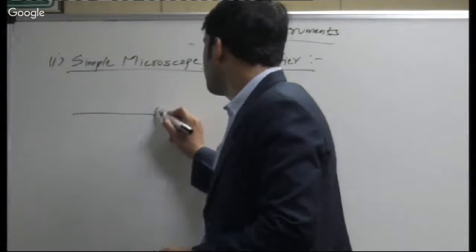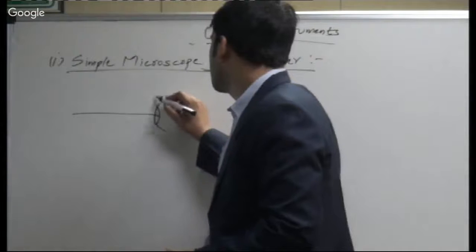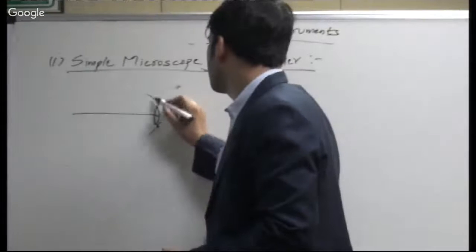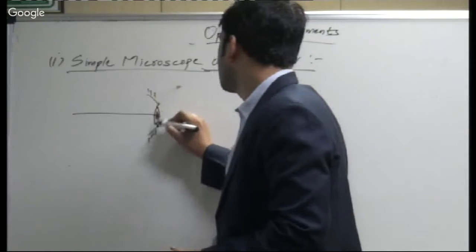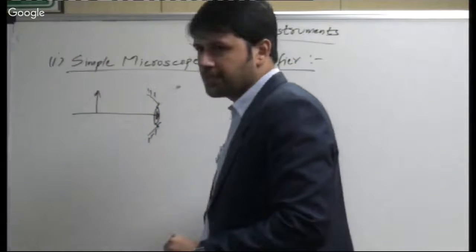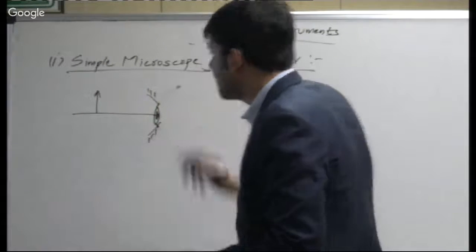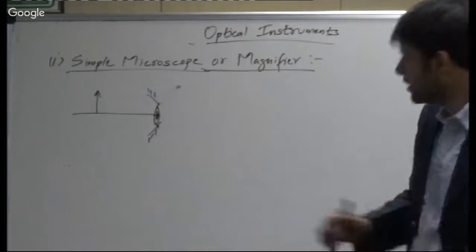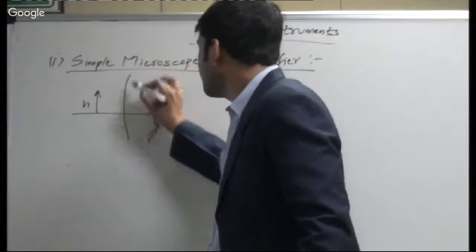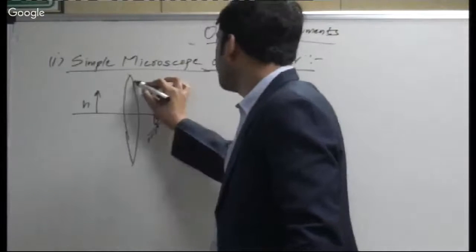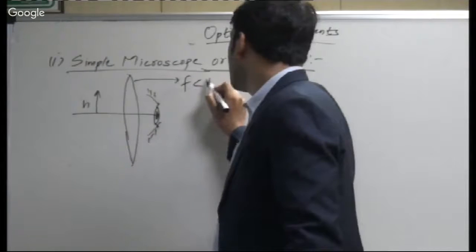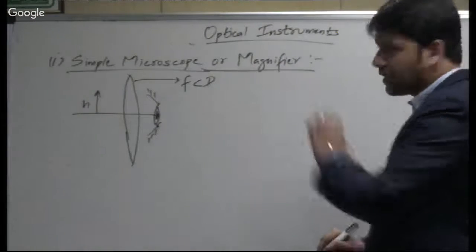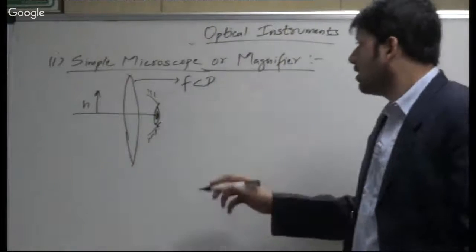Let us say this is the human eye. Okay, object, the minimum distance at which object can be placed is d. उसके पास ले आओगे तो इमेज ही नहीं बनेगी. तो अब हम मैग्नीफायर यहाँ रख देते हैं. This magnifier should have focal length smaller than d, otherwise कोई फायदा नहीं होगा. It should have small focal length, that means it should be a thick one.